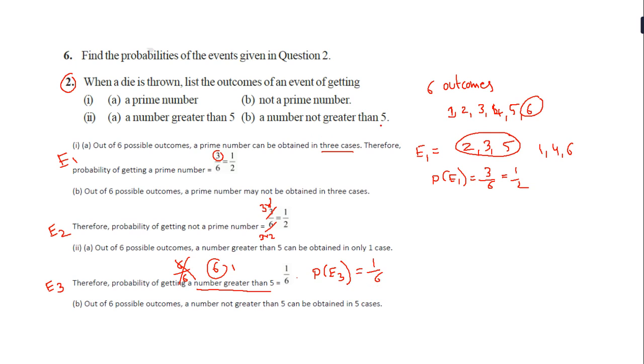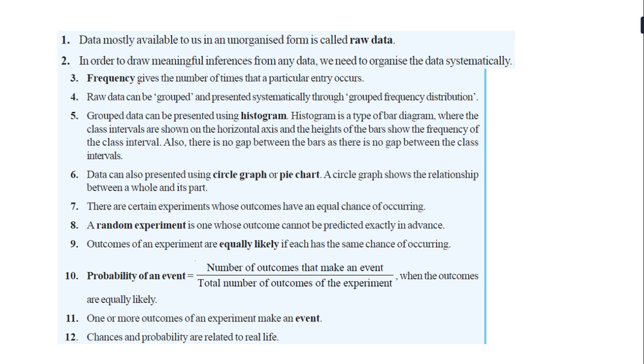Number not greater than 5. Out of 6 possible outcomes, a number not greater than 5 is obtained in 5 cases. So P(E4) is not greater than 5: 1, 2, 3, 4 and 5. So 5 by 6. That way we have completed this lesson. If you have any doubt related to chapter number 5, you can ask anytime, or you can also WhatsApp.